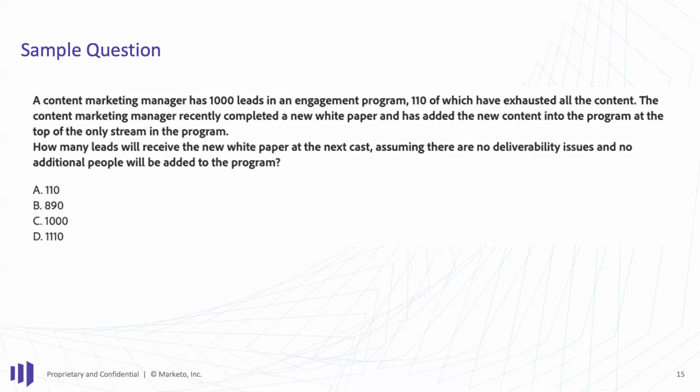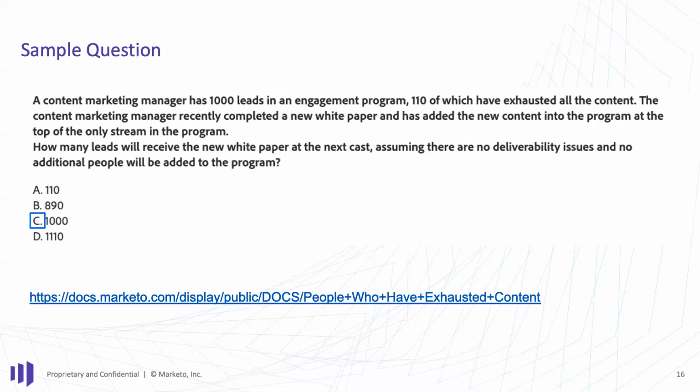So the answer here is C, right? Because when you put a new piece of content at the top of a stream, everyone gets the topmost piece of content that they haven't received yet, right? So everybody would receive it, regardless of whether they're exhausted or wherever they are, right? Because that's going to be the first possible thing. And once you've added new content, they're not exhausted anymore. They have one eligible piece of content. After they receive it, they'll go back to being exhausted.